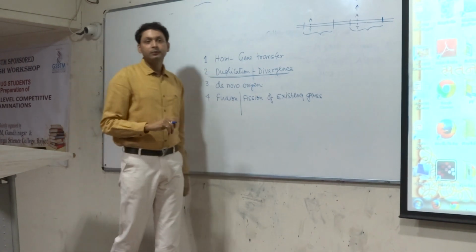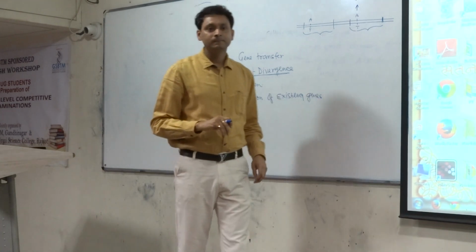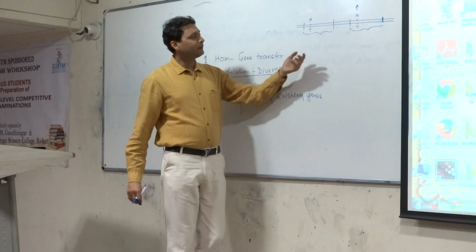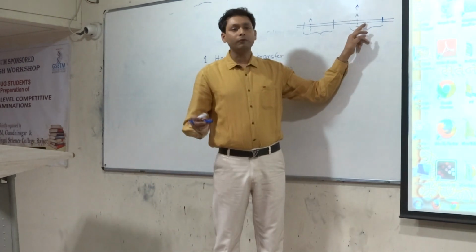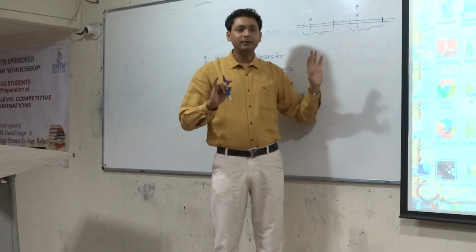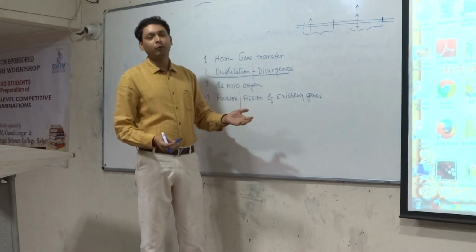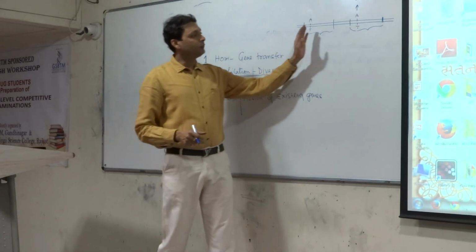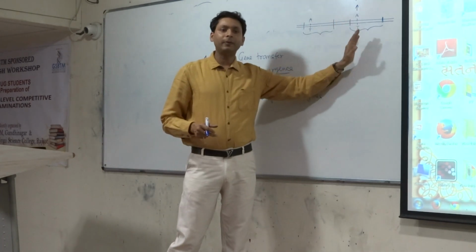But sir, it may happen that this gene won't be functional. Yeah, it may happen. This particular gene becomes non-functional. If it becomes non-functional, then it is known as a pseudogene. But there is a chance for acquiring new genes. It is duplication, and duplication should be followed by divergence.